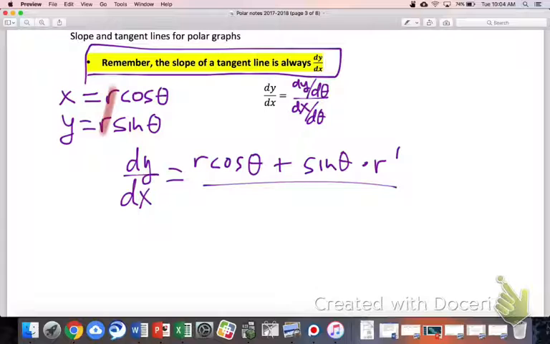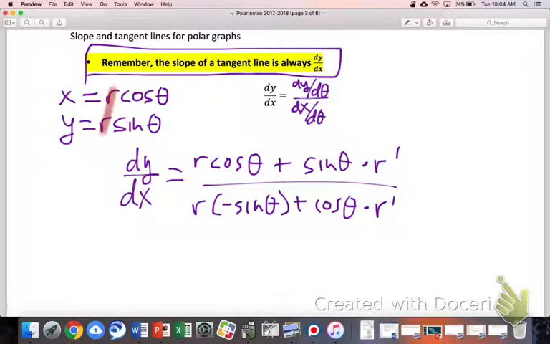And then the denominator would be dx d theta. So 1d2 plus 2d1. Again, r is in terms of theta, so r prime would be in terms of theta as well.